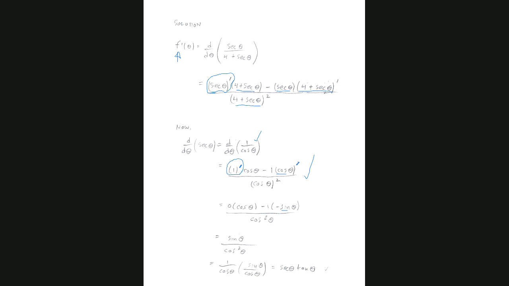Good, everybody. And so I'm going to get sine over cosine squared theta. But we can write that in a nicer way. We can write this sine of theta over cosine squared theta as 1 over cosine theta times sine theta over cosine theta. And that would equal the secant of theta times the tangent of theta. It's nice to write it that way because then you don't have a fraction.